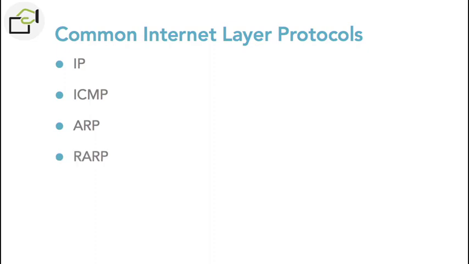There's also the RARP protocol, which is basically the exact opposite of the ARP. RARP stands for Reverse Address Resolution Protocol, and this protocol is used when IP has the physical address but does not know the IP address. It'll then use the RARP protocol to determine what the logical address is that matches the physical address it already knows.